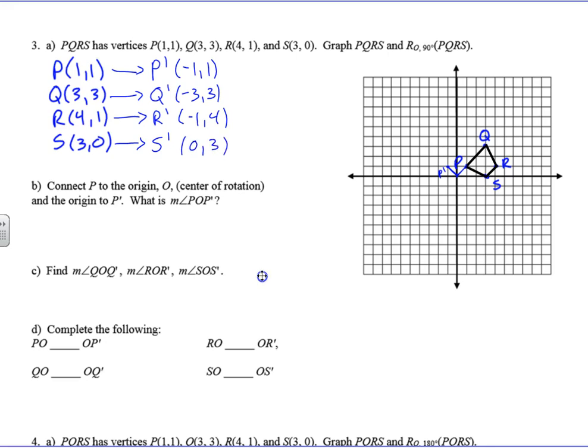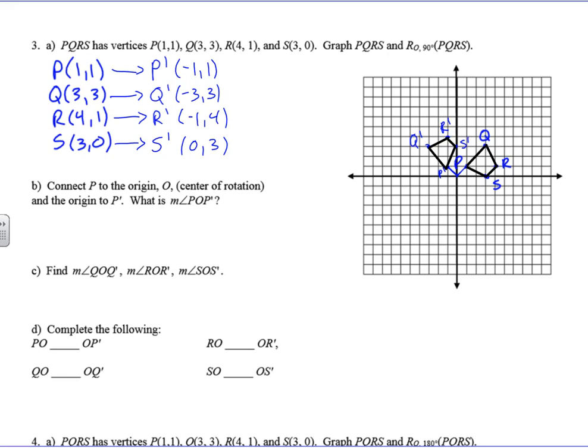So I like to write them all out before I actually go and graph them, just figure it out. So then Q prime is negative 3, 3. R prime is negative 1, 4. And then S prime is 0, 3, so S prime is here. Take my straight edge, connect these. Okay.